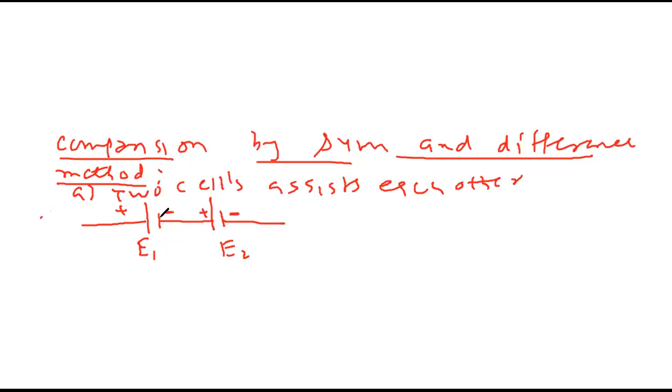Whenever you see unlike terminals connected together, two cells assist each other. So what will be the resultant EMF? E1 plus E2.